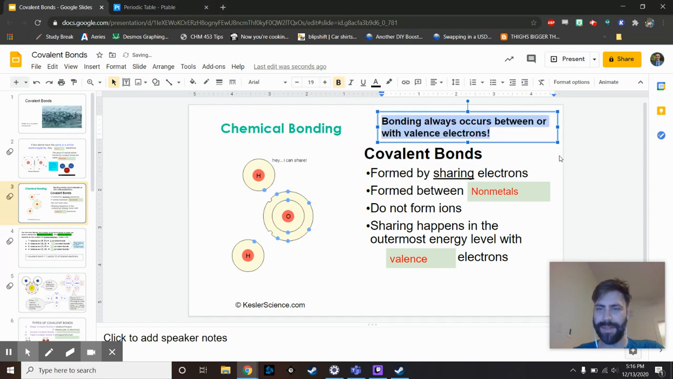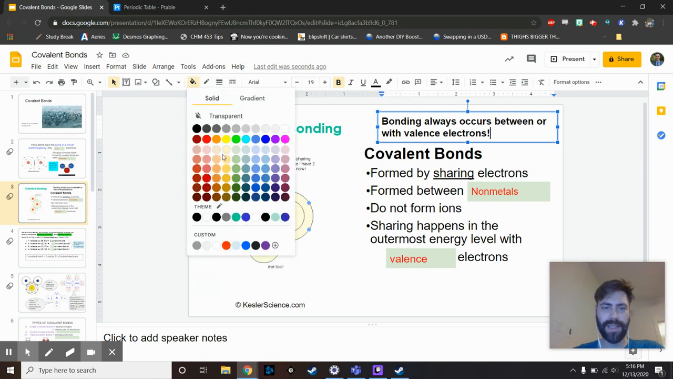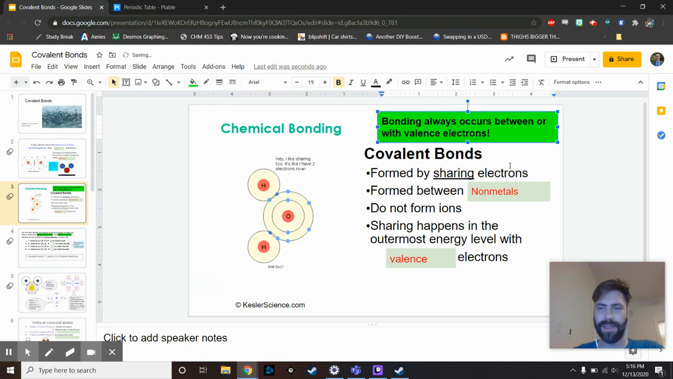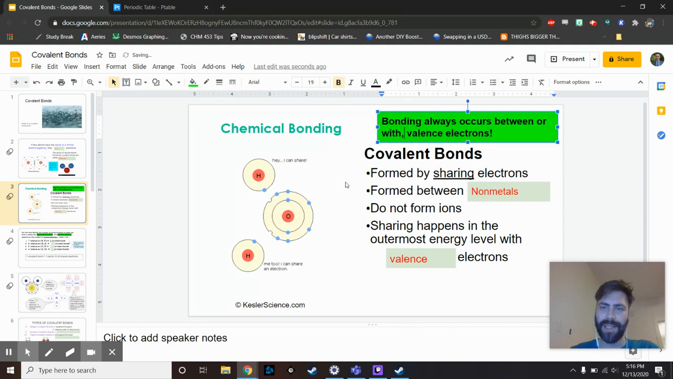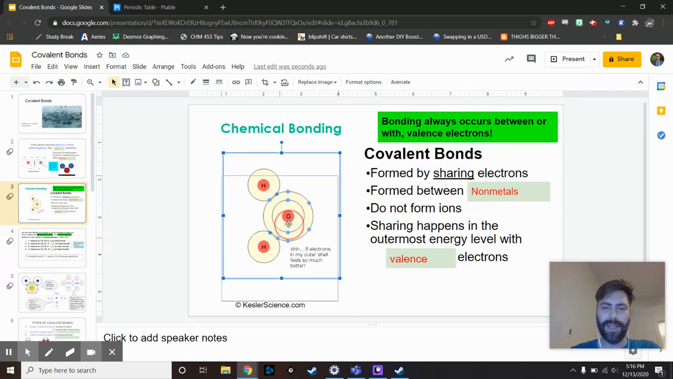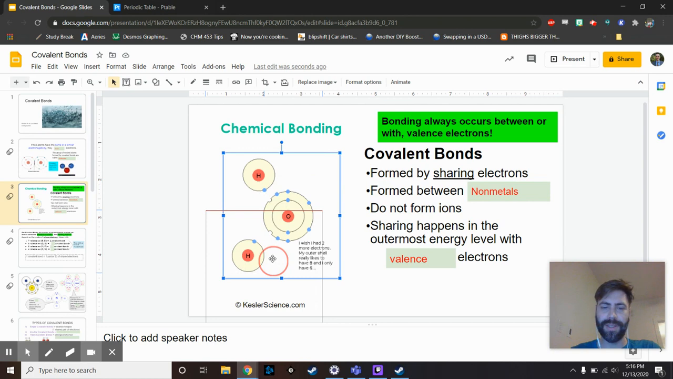Bold it. And I want to add some color to this text box. The last one was blue, so I'm going to make this one something that stands out. Green. Nice little green. There we go. So bonding always occurs between valence electrons. Okay, see how these first orbital electrons are not being interfered with, only these valence electrons.